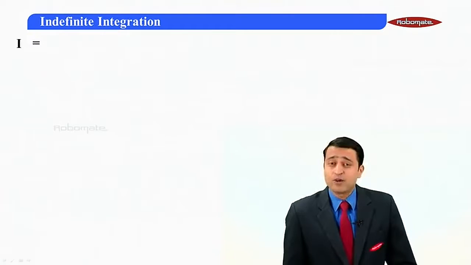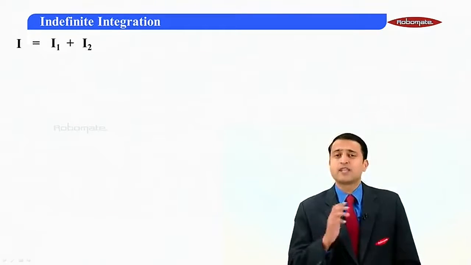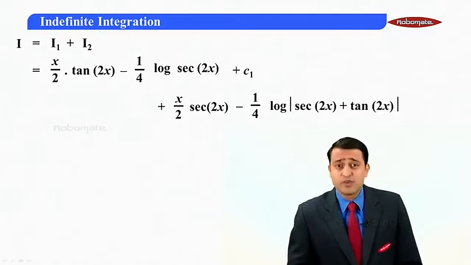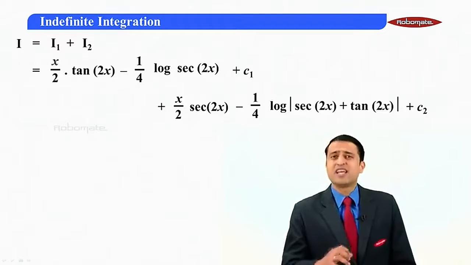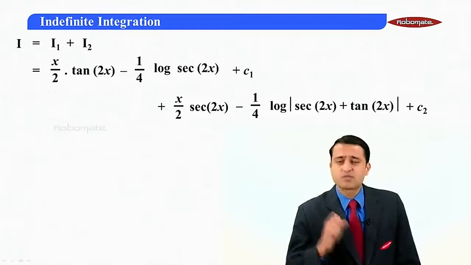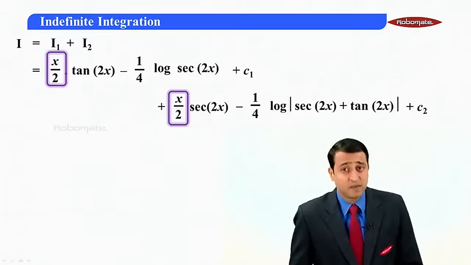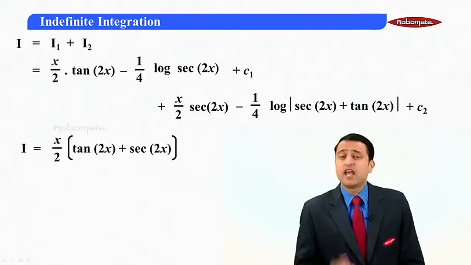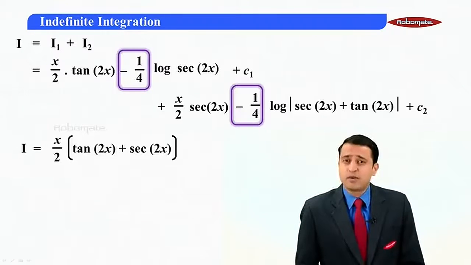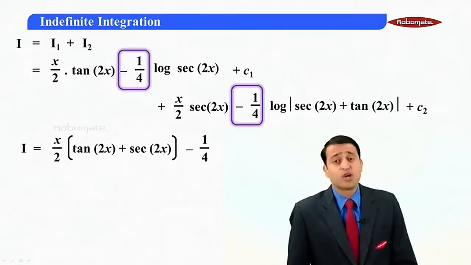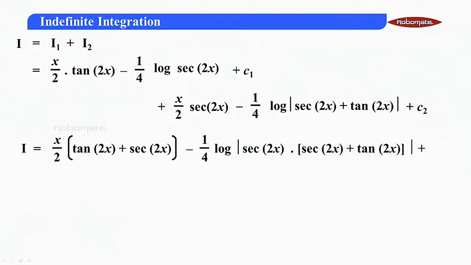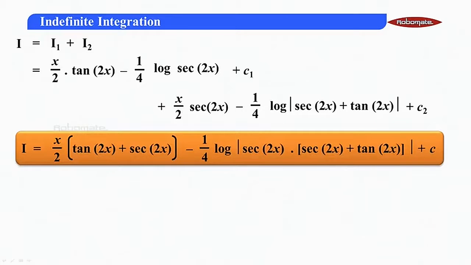Let's write the final answer. I was assumed to be equal to I1 plus I2. Let's write the values of I1 and I2 respectively. So these are the values which we obtain for I1 and I2. Now my dear students, I can simplify this by taking some terms common. If you observe, there are two terms which have x by 2. So let's take x by 2 common to get tan 2x plus sec 2x along with it. And likewise, minus 1 by 4 is common to the remaining two terms. So minus 1 by 4 log mod of sec 2x into sec 2x plus tan 2x plus c, where c is nothing but c1 plus c2. And that's your final answer for this particular sum.